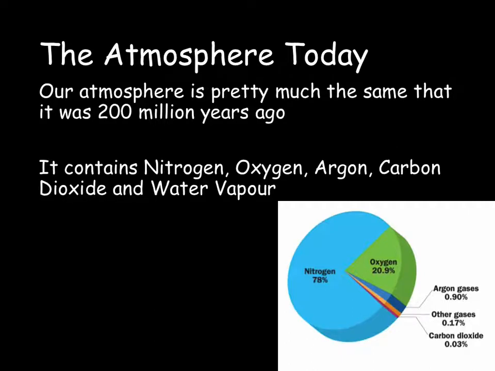The atmosphere today has 78% nitrogen, 20.9% oxygen, just under 1%, 0.9% of argon, 0.17% of other gases known as the trace gases. These are things like water vapour and hydrogen, and finally 0.03% of carbon dioxide. Although this percentage of carbon dioxide is increasing, as we will look at in the next tutorial video.